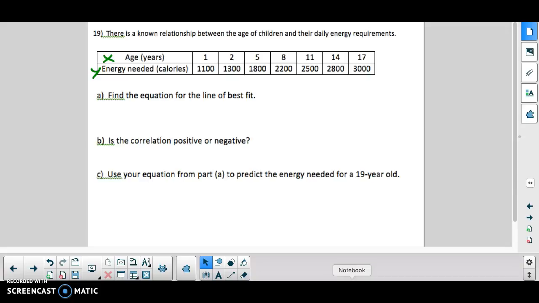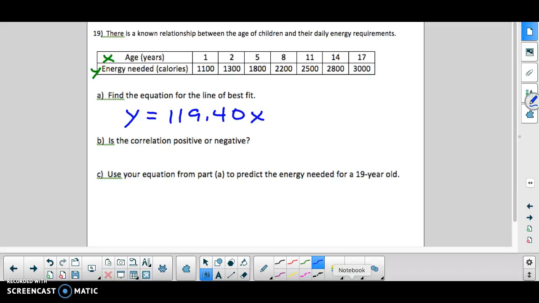So, back to the question, let's fill in the equation of best fit. We got that y equals, the a we're going to round off to 119.40 times the x. And then the b, the y-intercept, in this case, which was the 1,110. If we're going 2 decimal places, let's round this off to 68.